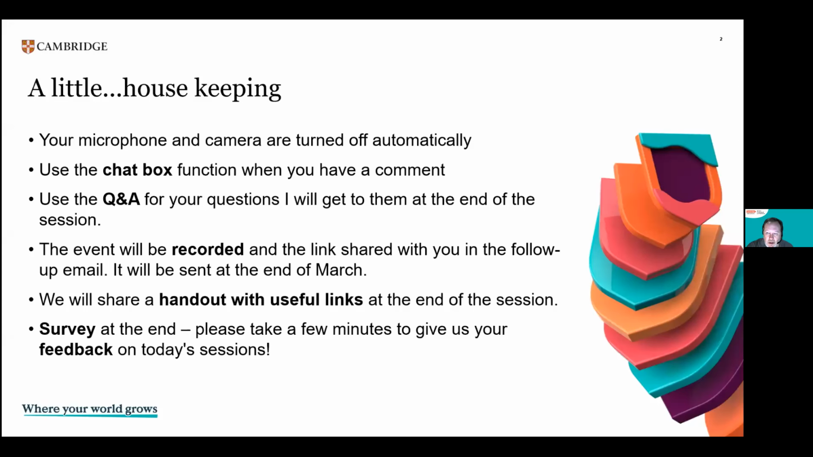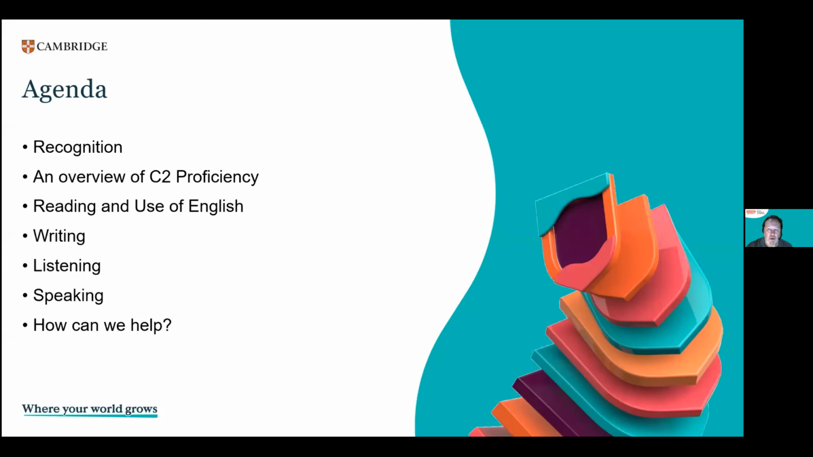Okay. So moving on, let's have a look at what we're going to look at today. We're going to start off with a quick point about recognition, the recognition of the Cambridge exams in general. And then we'll move on to look at C2 Proficiency in particular. We'll have a look at the different parts of C2, and then we'll take a more detailed look at each part, each paper, in turn. So we'll start with reading and use of English, then move on to writing, listening, and speaking. At the end, we'll take a look at how we can help, some of the resources which you have available for you, and then we'll move on to any questions. We'll leave a bit of time at the end for questions. We should be finishing at around 7:30. That's Central European time.